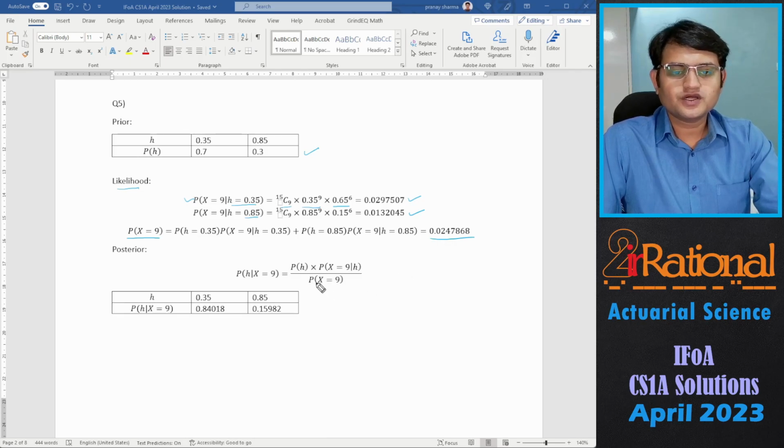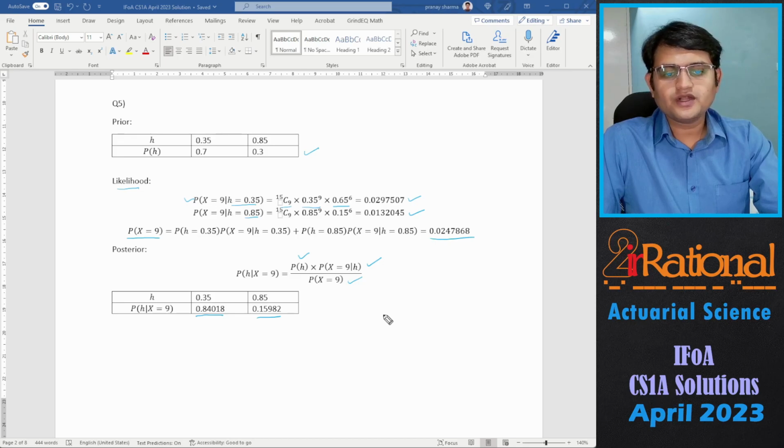So the posterior distribution, we'll say probability of h given x equals 9 would be probability of h into probability of x equals 9 given h, upon probability of 9. Substitute these two values, you will get the posterior probabilities of h. So for 0.35 we have 0.84018 and for 0.85 we have 0.15982. You can calculate one and you can do 1 minus for the other as well. Let's go to question number 6.